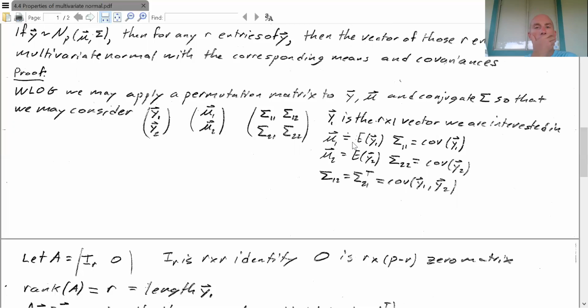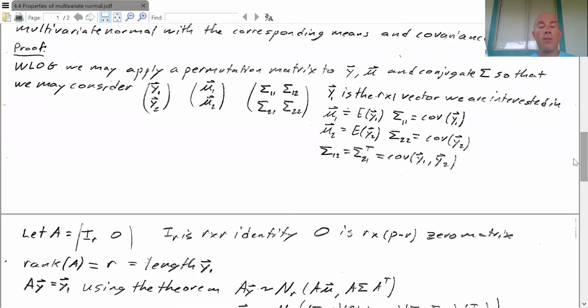If I just say expected value, it should be rather clear that the expected value of Y1 is mu1 and the expected value of Y2 is mu2. That's very natural. And we'll say that the covariance sub-matrices are exactly what we want. So all I've done at this point is say I'm allowed to change the order to make this easier on me, and once I have that, I can use a representation that is easy to use in this proof.